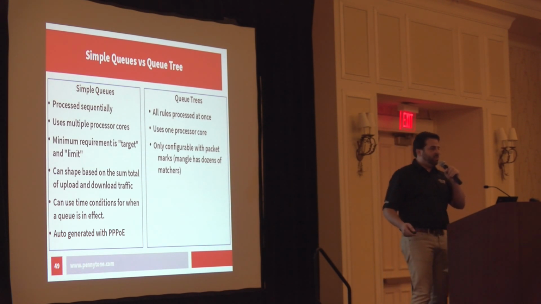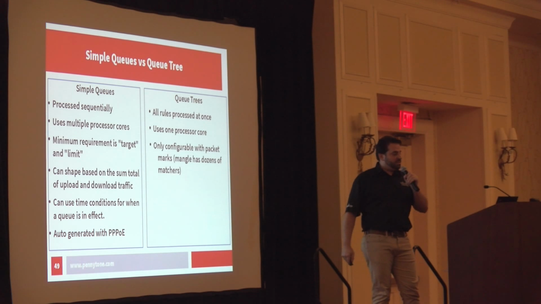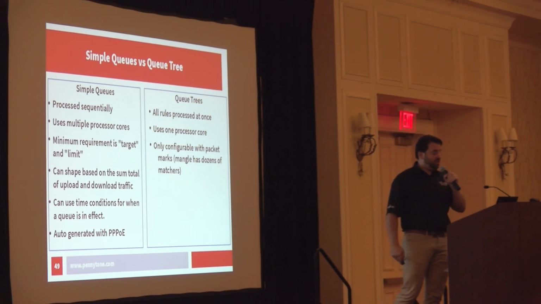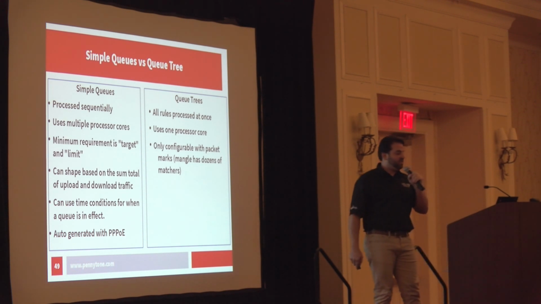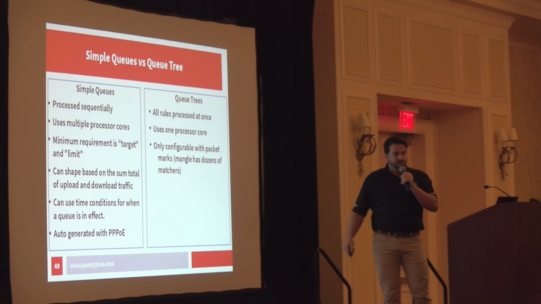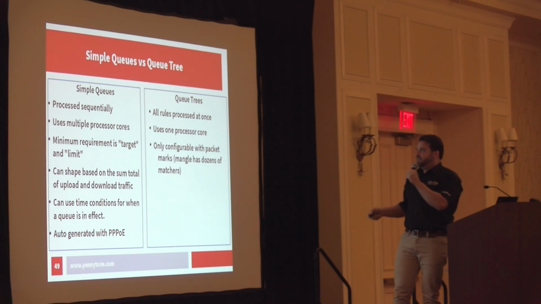And that's important because if you have 100 rules and traffic has to make it all the way to rule 100, that means it had to go through 99 rules to get there. So obviously CPU is a factor there. Simple rules use multiple cores, and simple queues can shape based on the sum total of upload or download traffic. Simple queues can be used with time conditions for when a queue is in effect, and simple queues can also be generated with PPPoE clients. Now none of this over here can happen with queue trees.